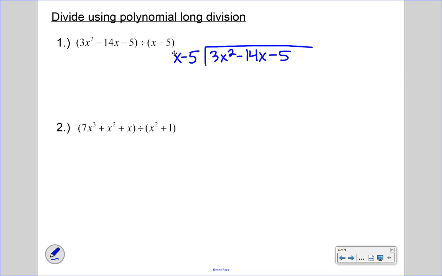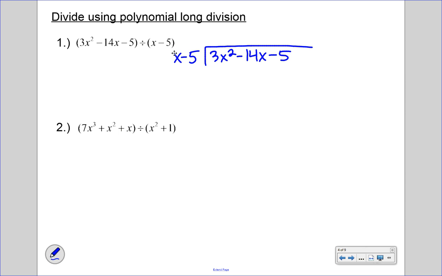Now we have to be very sure that both of our polynomials are in standard form and there's no gaps in between the standard form. Like there's 3x squared minus 14x minus 5. There's an x squared, there's an x, and there's a constant. All of those have to be there. If not, we have to use a placeholder. I'm going to show you that on the next one. So let's just do this first one here.